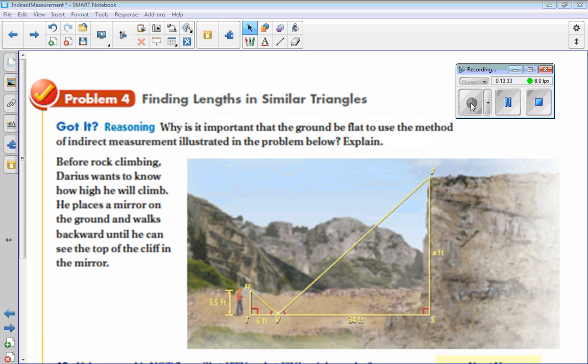Before we answer the question, why is it important for the ground to be flat? Let's actually look at the problem itself and make sure we understand what's happening. And this is what we're going to do. You're going to partner up with somebody, and I'm going to partner you up if you can't find a partner. Hopefully we have enough, everybody, to have one. And you're going to find the measurement of several heights around the school.